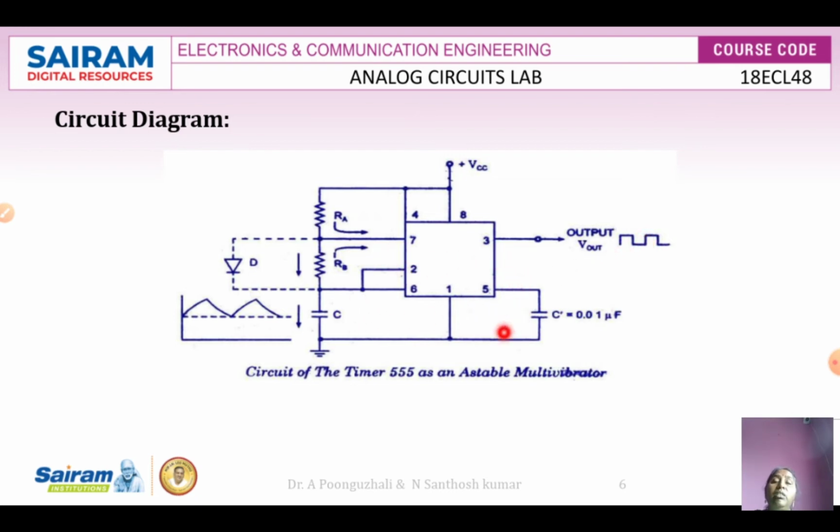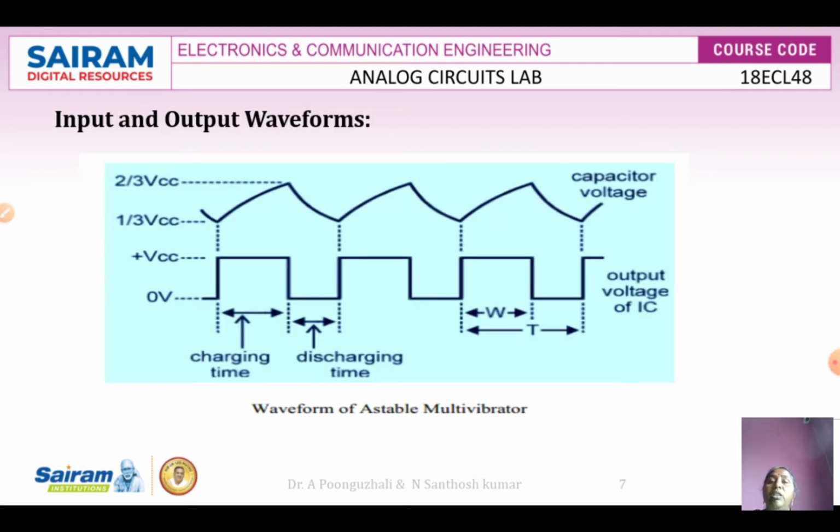So this is your 555 timer acting as an astable multivibrator. Here your capacitor charges from 1 by 3 VCC to 2 by 3 VCC. During the charging process, my output will be in the high state. During the discharging process, my output will be in the low state there. Again, when it starts charging, my output will be in the high state there. So this is your charging time, this is your discharging time. Your total time period is going to be your charging time plus your discharging time. That is going to be the total time period.